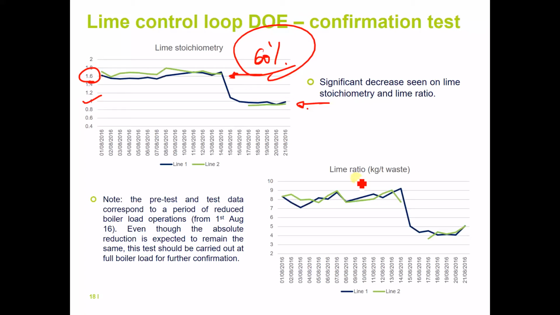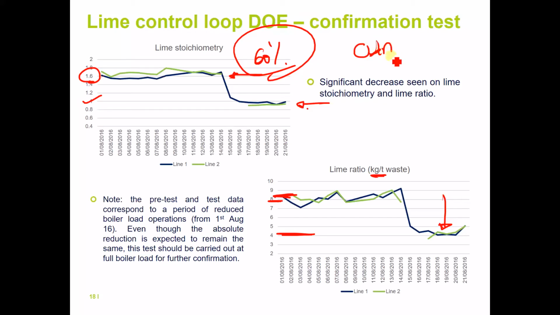Look at the lime ratio, kilograms per ton. We were up here at 8. By the way, I think the target was sort of here. Look where they've driven this thing to. It is half what it used to be. That is just the most incredible process optimization, and so simple to do.